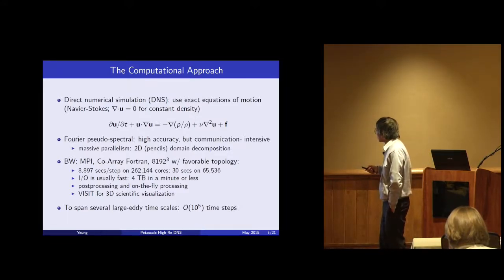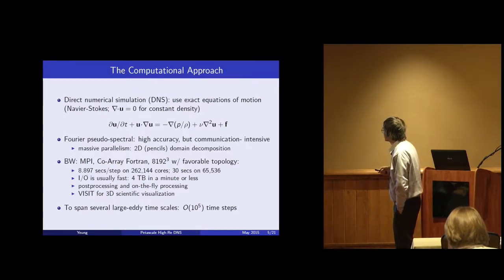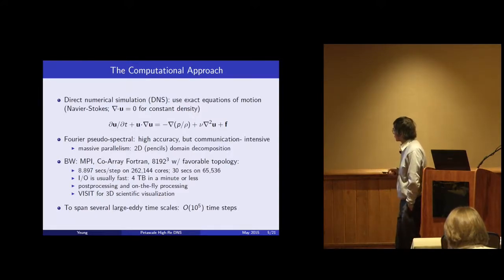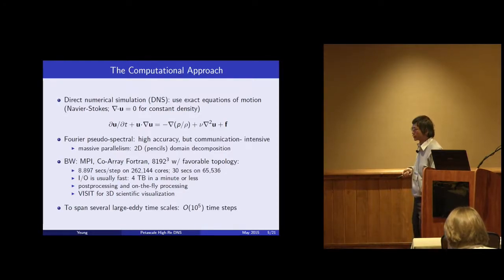And we are using Fourier pseudospectral methods, which involves a lot of fast Fourier transforms. They are very accurate, but they do have the disadvantage of being relatively computation intensive. So in order to scale the problem up to very large problem sizes, we have massive parallelism. We have a two-dimensional domain decomposition that in principle allows us to use up to N squared cores for an N cubed problem. So on Blue Waters, we have done 8192 cubed with favorable network topology.